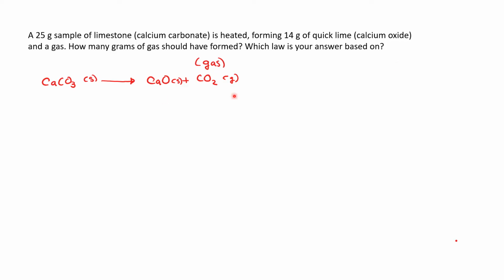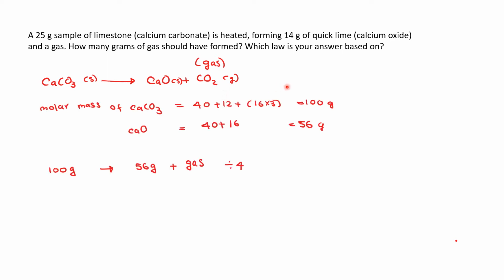At this point, you don't have to know the formulas of calcium carbonate, calcium oxide, or the gas formed, which is carbon dioxide. However, let's look at this extra information. This will benefit your further studies. Molar mass of calcium carbonate equals 100 grams and the molar mass of calcium oxide equals 56 grams. That means if we heat 100 grams of calcium carbonate, you are going to end up with 56 grams of calcium oxide plus the gas.